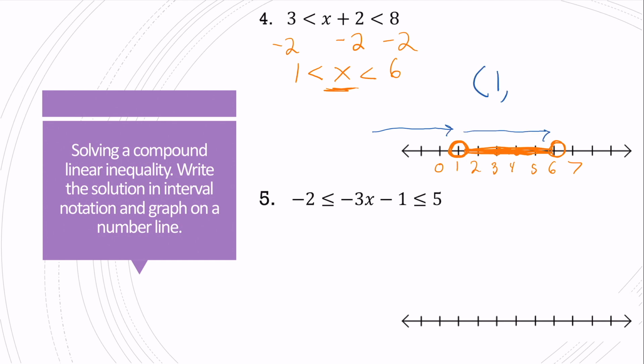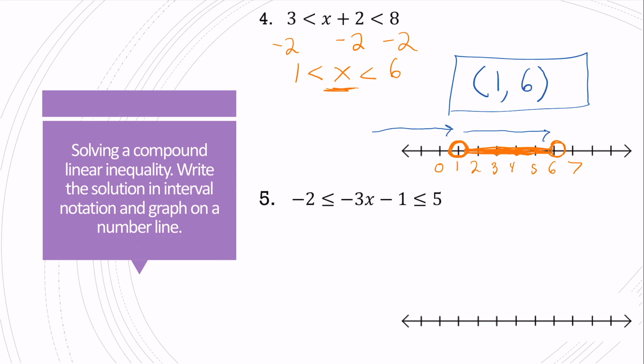And then I keep going and I see 6, but 6 is not included, so it gets a parenthesis. And then I stop because nothing else has been shaded on my number line. This would be our solution set in interval notation.